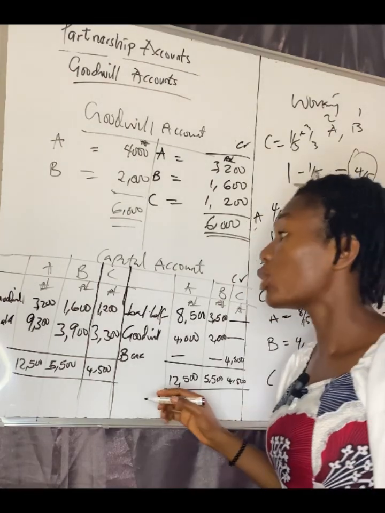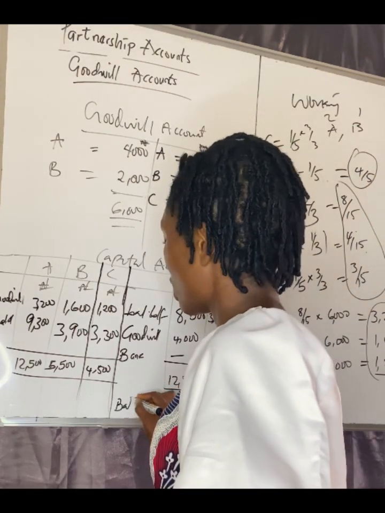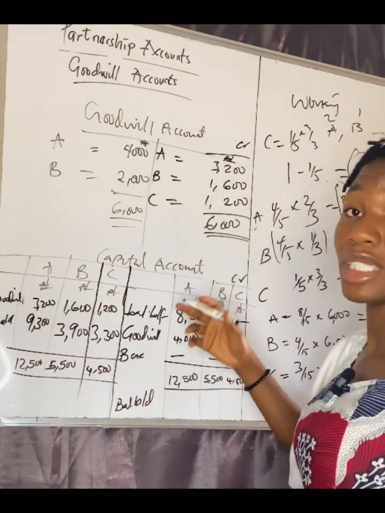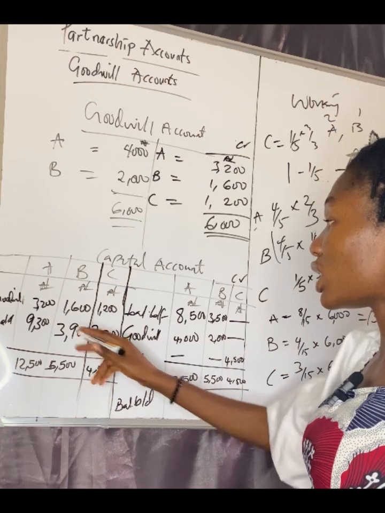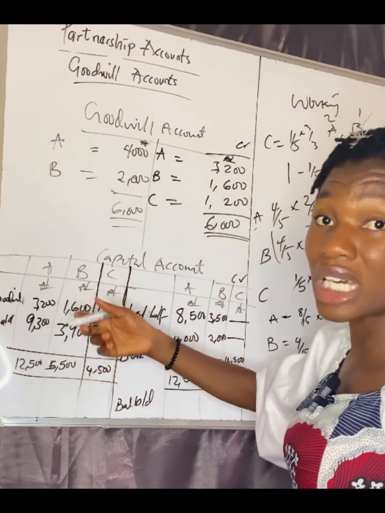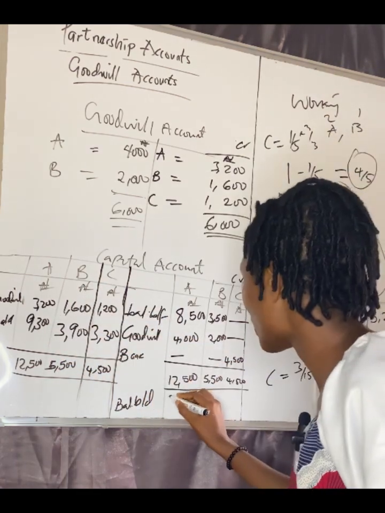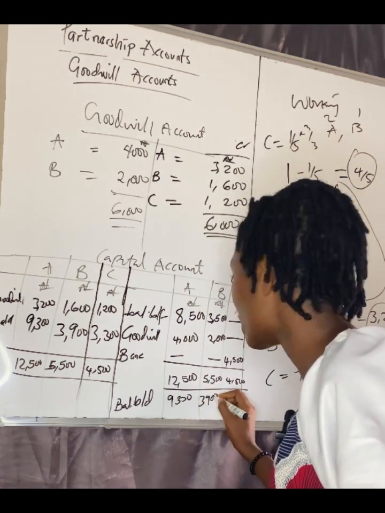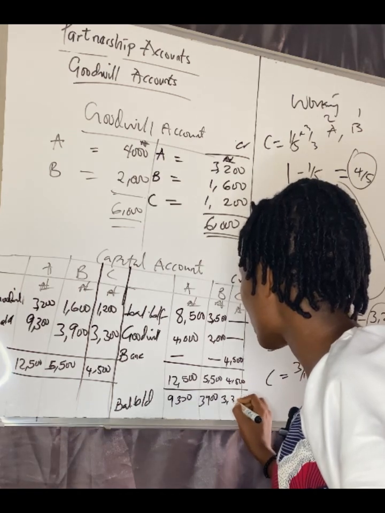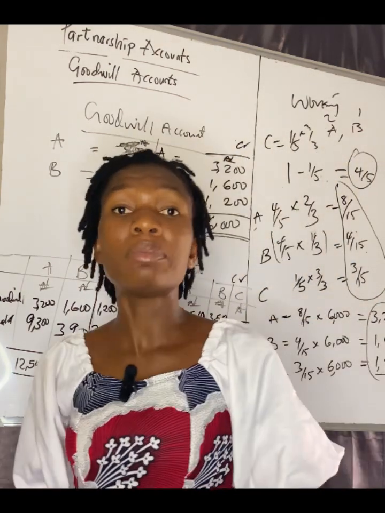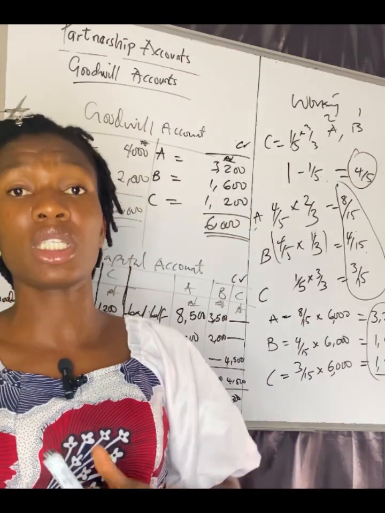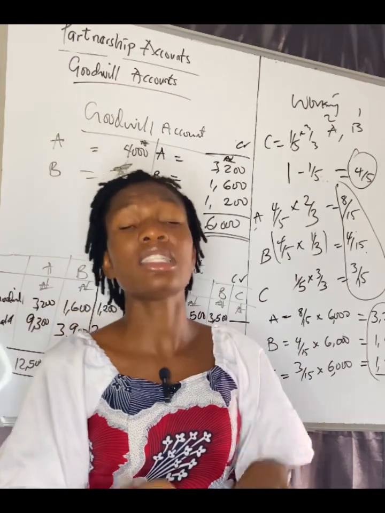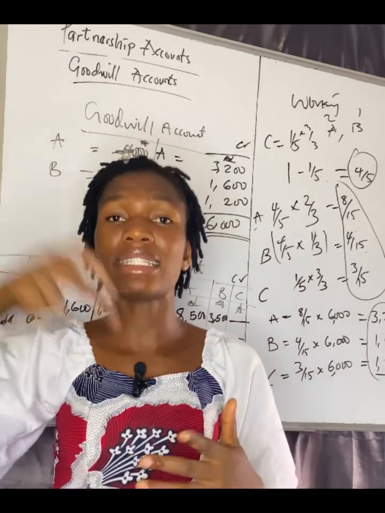Now we'll have our balance brought down. Balance brought down is for the next year, our balance after I've deducted our goodwill. It's the same value as our balance carried down, which is 9,300. We have 3,900, and then we have 3,300 for C. Now our bank balance will still be the same, because goodwill will not affect the bank balance. So our bank balance will be exactly the same after we have added that capital, right?